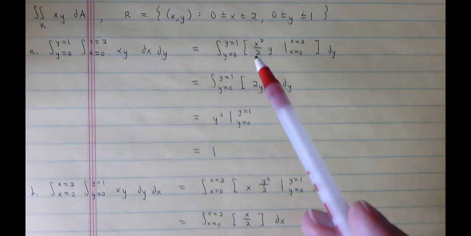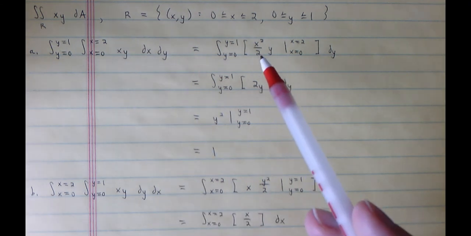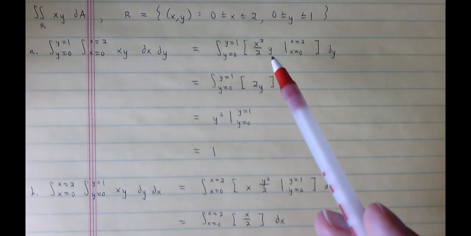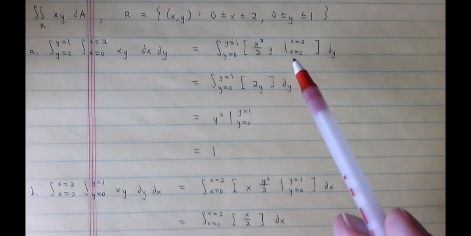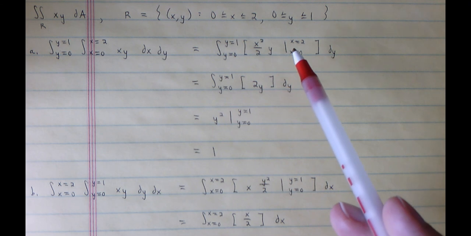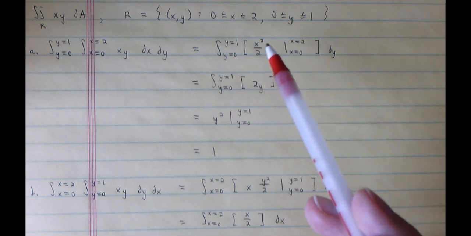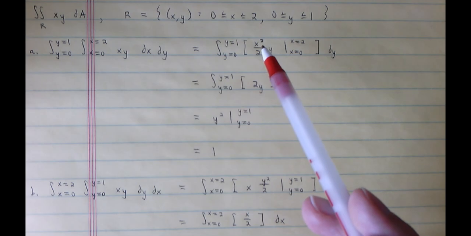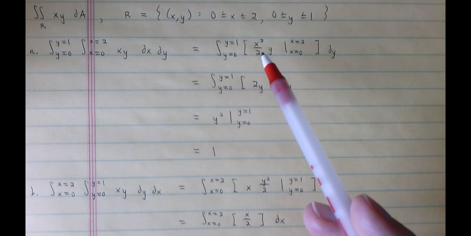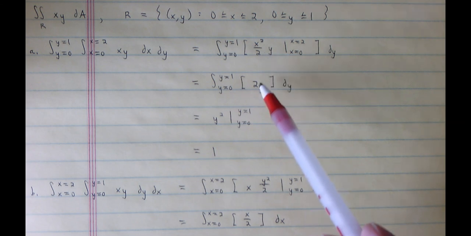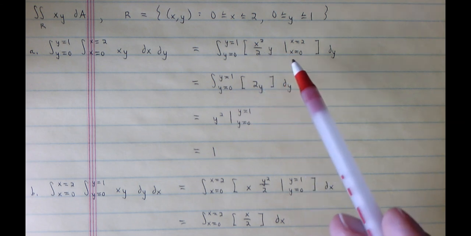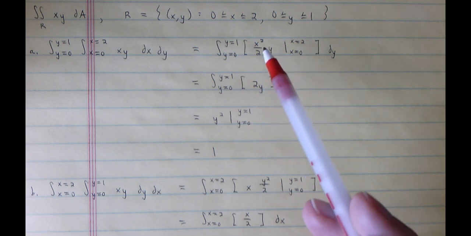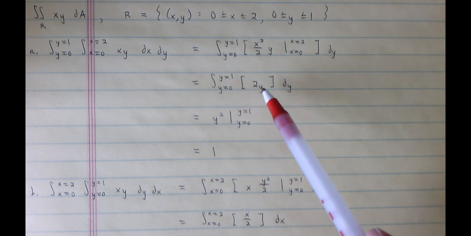Well, when you integrate x, you get x squared over 2, and that constant multiple y just tags along. Now we have to evaluate this from x equals 0 to x equals 2. So I'm going to first plug in x equals 2 to get 2 squared over 2, or 2y. And then you subtract this thing evaluated at x equals 0, well, that goes away. So we're left with 2y.